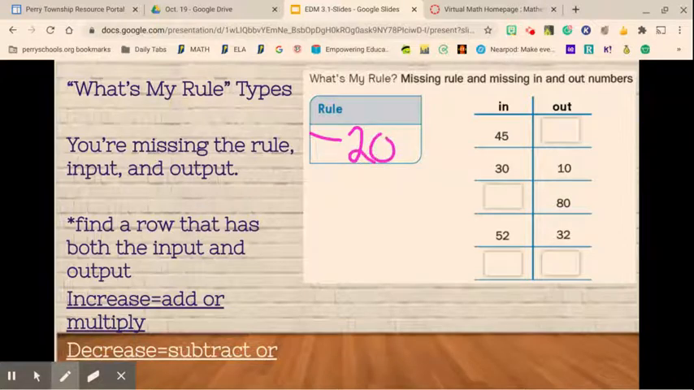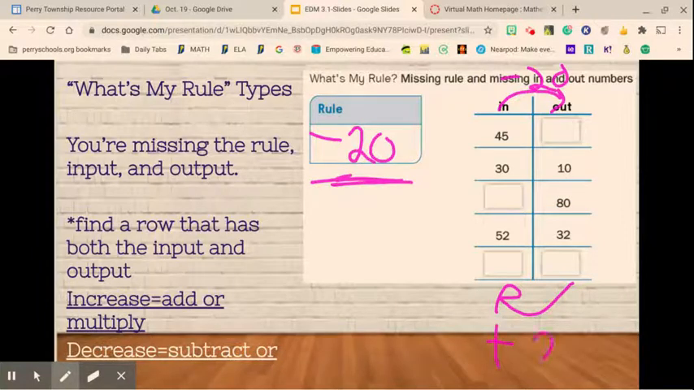I want to put in my little ways to help me. So from the in to the out, we're going to subtract 20. From the out to the in, we do the opposite of this one. So the opposite of subtract is add. So 45 minus 20 is 25. 30 minus 20 is 10. Now I know my out.